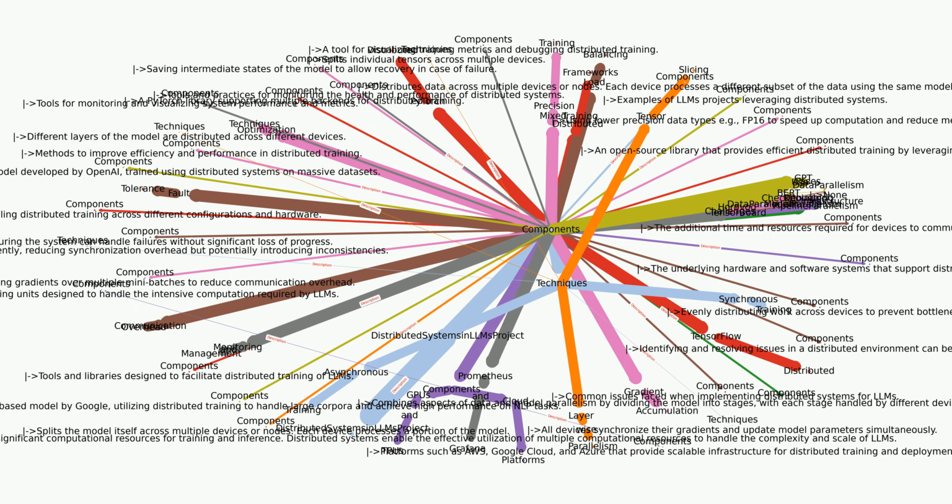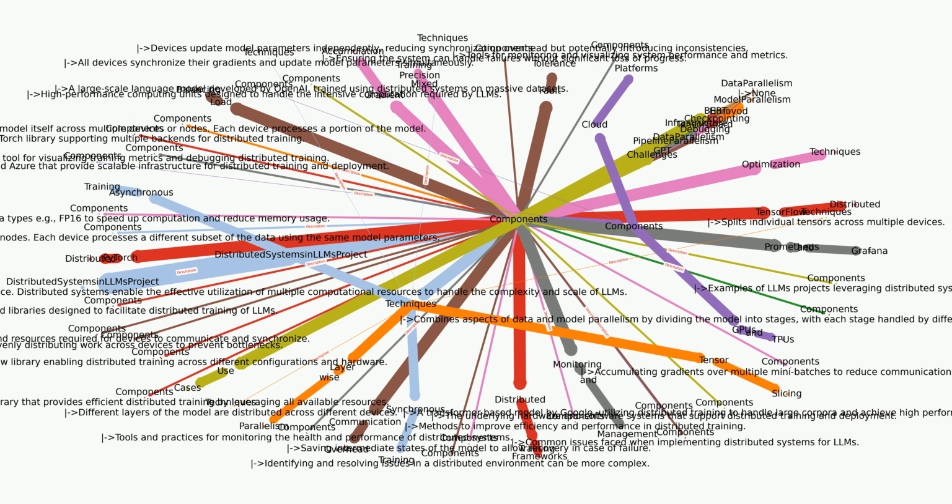Examples: Horovod. Description: an open-source library that provides efficient distributed training by leveraging all available resources. PyTorch Distributed. Description: a PyTorch library supporting multiple backends for distributed training. TensorFlow Distributed. Description: a TensorFlow library enabling distributed training across different configurations and hardware.